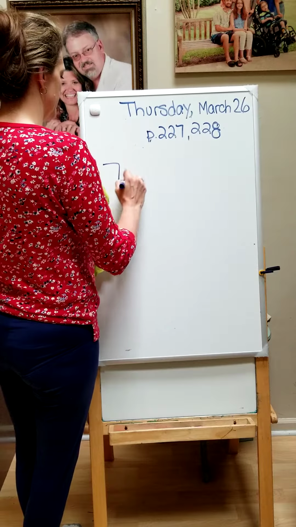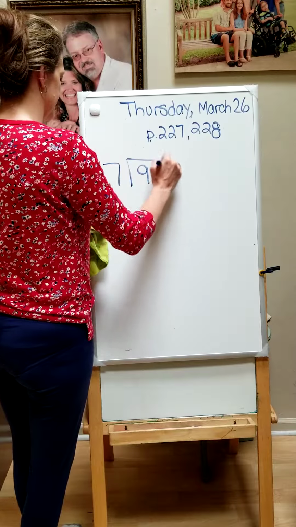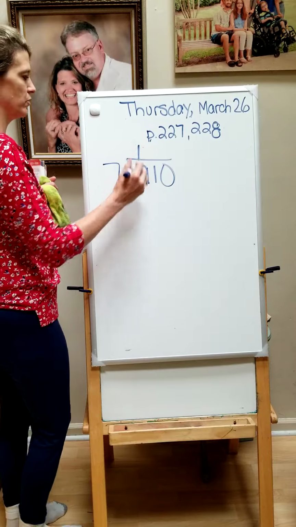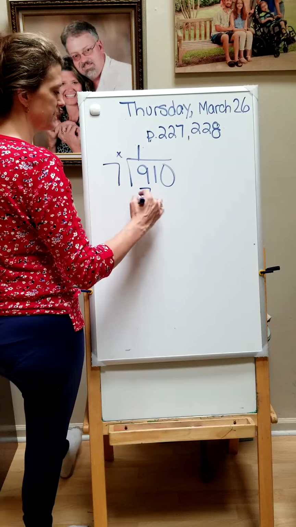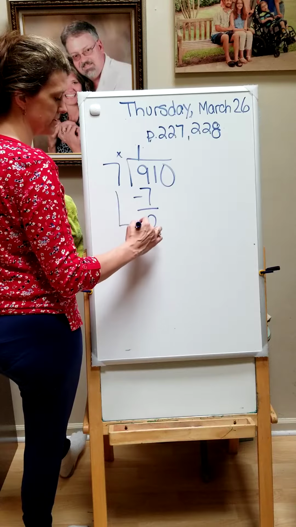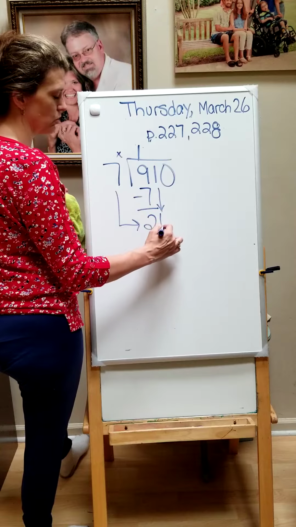All right, 700 into 910. How many 7s are there in 9? 1. Put a 1 on top, multiply back down. 1 times 7 is 7. 9 minus 7 is 2. Compare, is that too big? No. Bring down your 1.